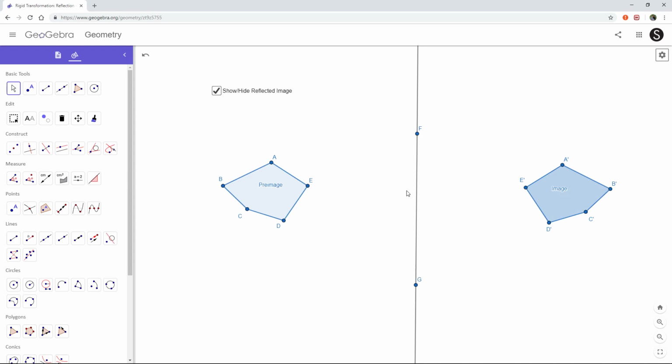And what you'll notice is that if you use the midpoint tool in GeoGebra and find the midpoint for both the corresponding points, you'll find that the midpoint lies on the line of reflection, which means that the distance between E and H is the same as the distance between H and E, and this is true for all of the corresponding points. And if you continue to do that, you will find that this is true for every single one.